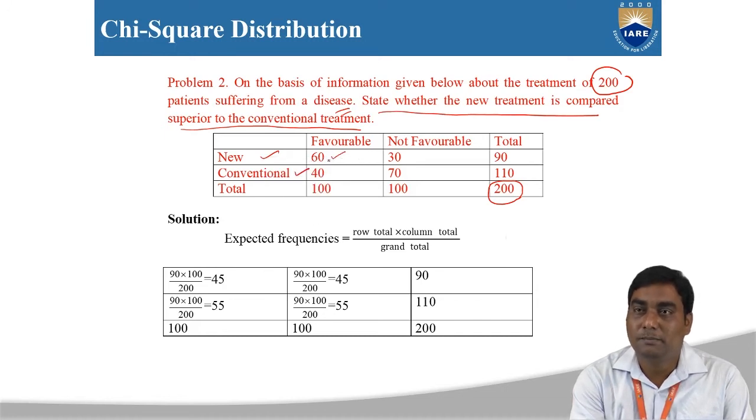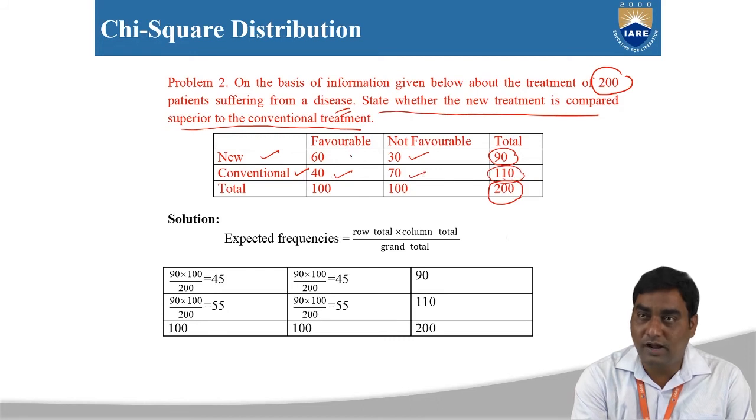60 patients are favorable to the new treatment and 30 patients are not favorable to the new treatment. Total 90 members for the new treatment. Now coming to conventional treatment, 40 are favorable, 70 are not favorable, total 110 members.